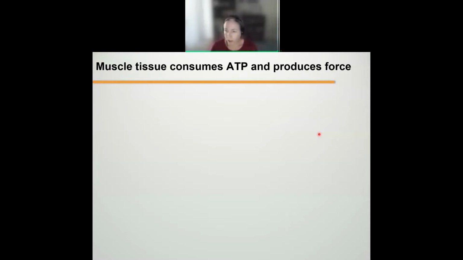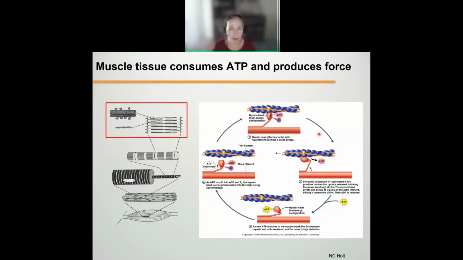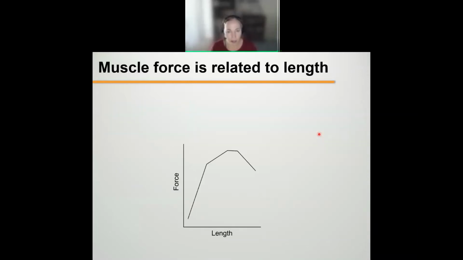I'll just try to take us through this very briefly, but with muscle tissue, we have to understand the components of how muscle produces force to understand why we should expect to know how much force senile muscle should produce. So muscle tissue has to consume ATP to produce force. The amount of force it can produce is a direct product of how many cross-bridge cycles we can produce between actin and myosin. And this muscle force is also related to its length.